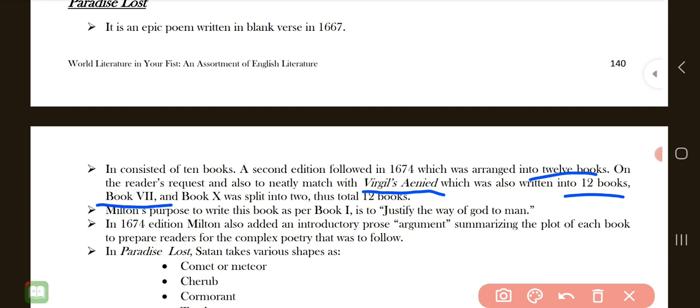Book 7 and Book 10 were split into two, thus 12 books. So we need to keep it in mind. The two books that were split are Book 7 and 10, subdivided into other books.